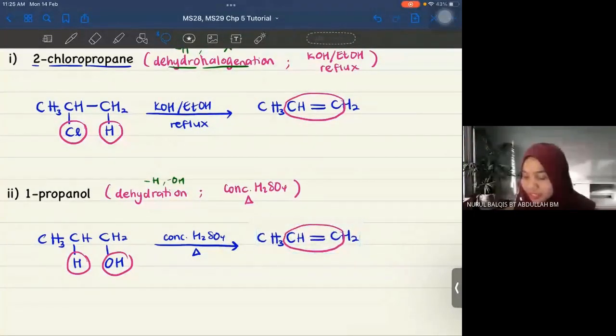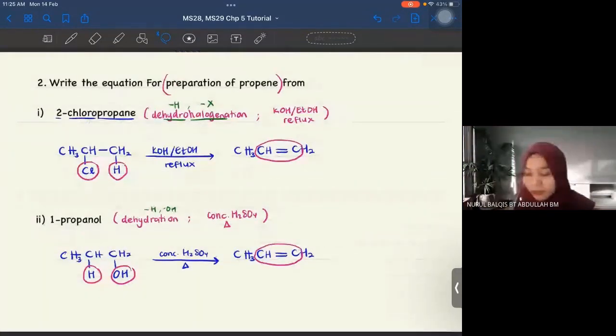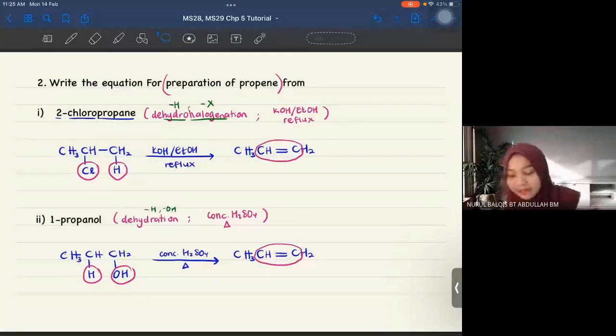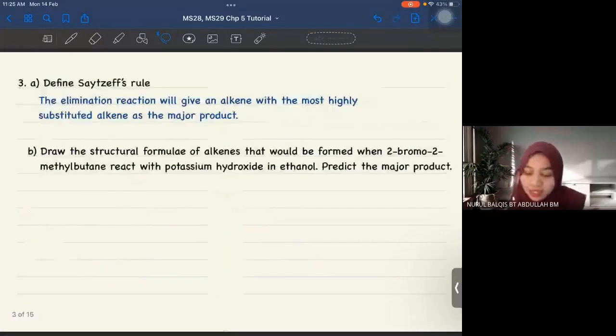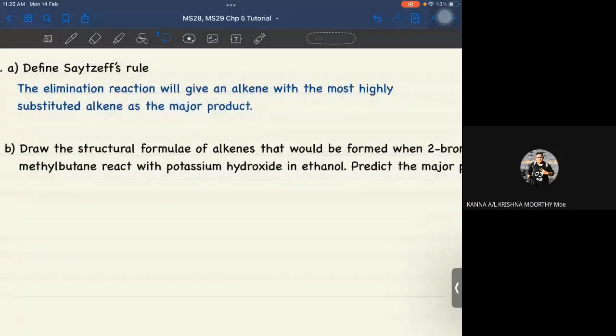Propene tak ada positional isomer sebab bila digerakkan ke kiri pun masih propene juga. So tak perlu letak one propene. Starting from carbon number 4 baru kita letak numbering untuk the positions of your carbon-carbon double bond. Kita recall sekali lah the alkene dan nomenclature. Okay, next one. The questions wants you to define.